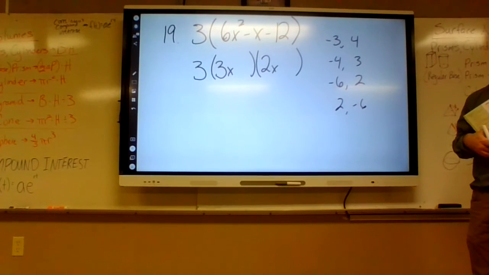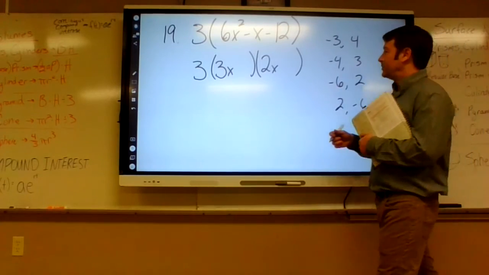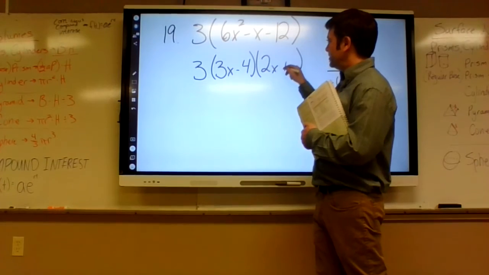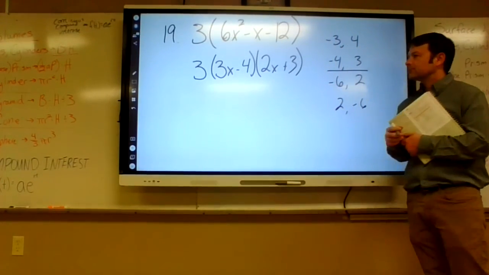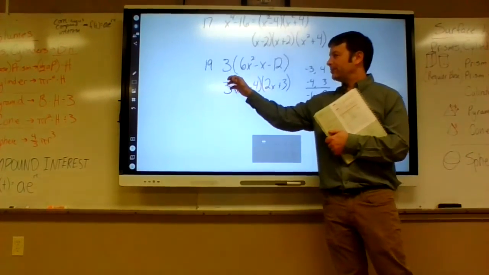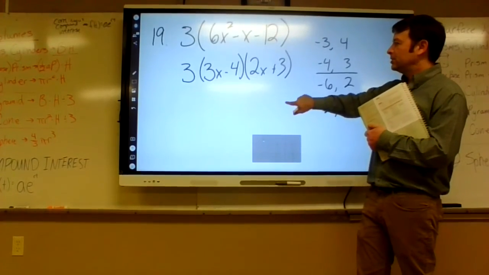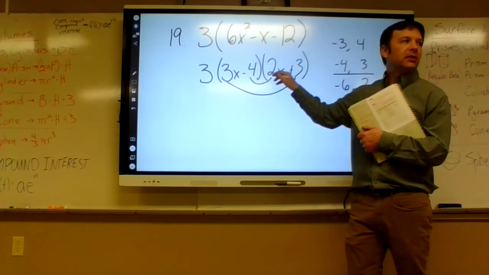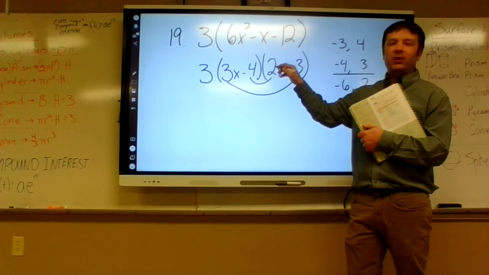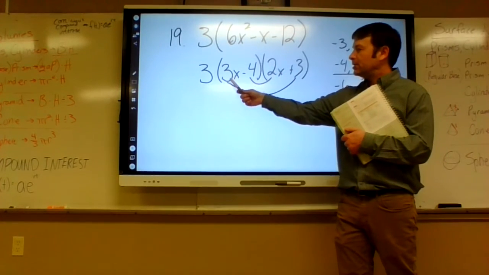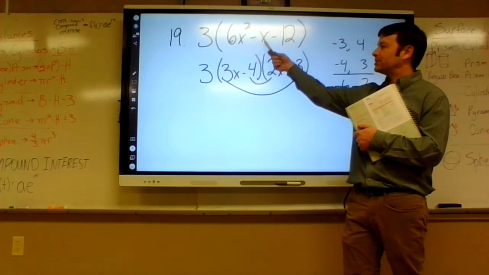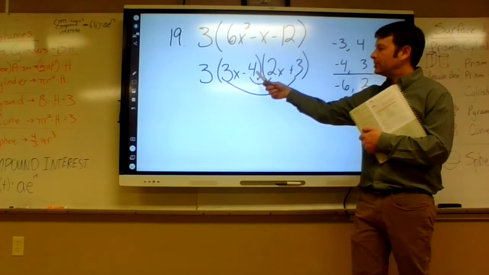So, anybody want to guess? Negative 4 and 3. Okay, somebody thinks they already figured it out. Here's how we can tell which one is right. Basically, we're FOILing, but we're not going to do the whole FOIL. We're only going to do the outside and the inside and see if that gives us this middle term. Okay, what's the outside right here?